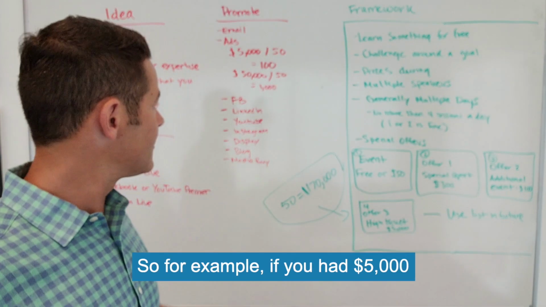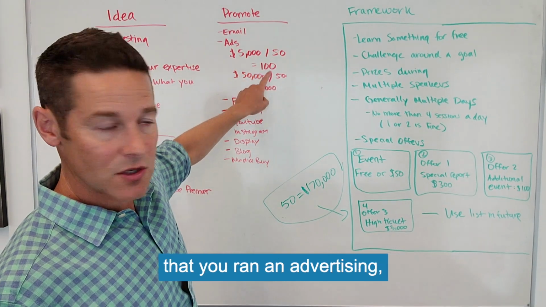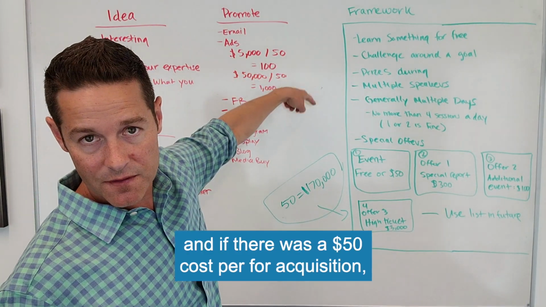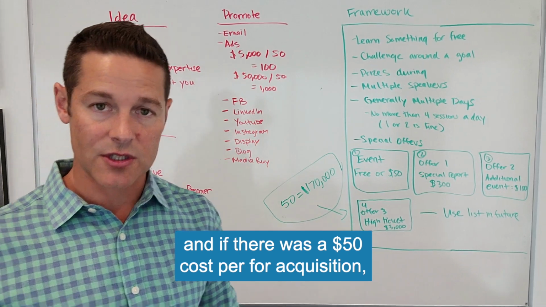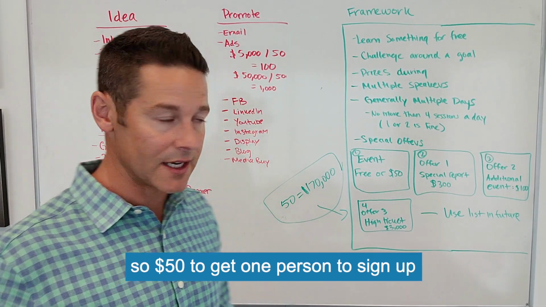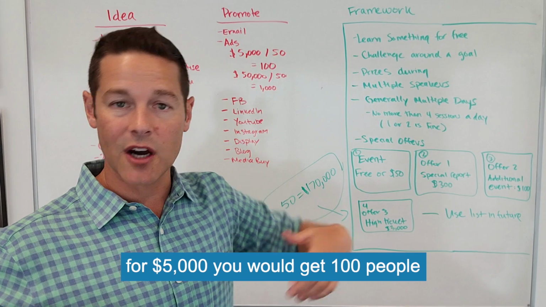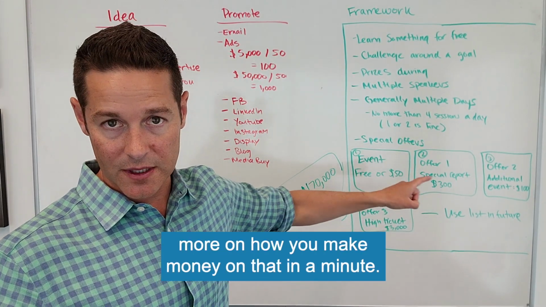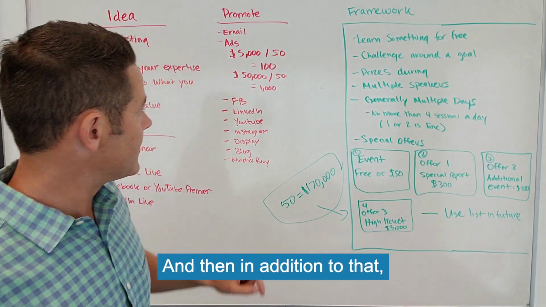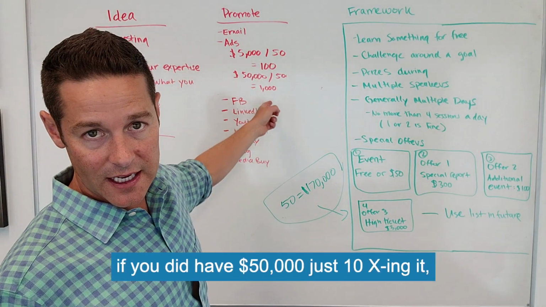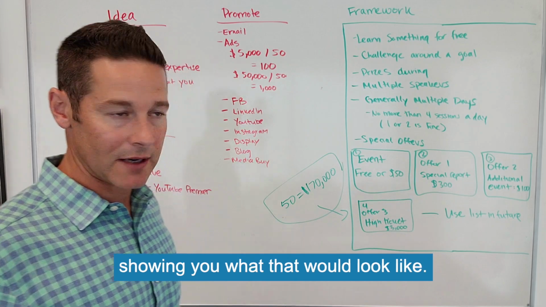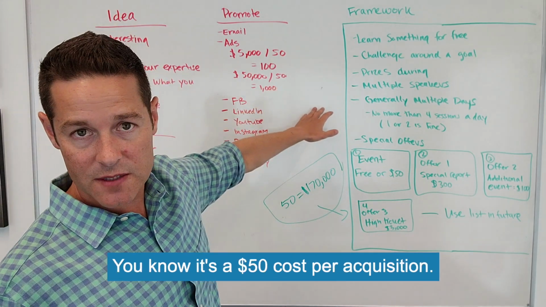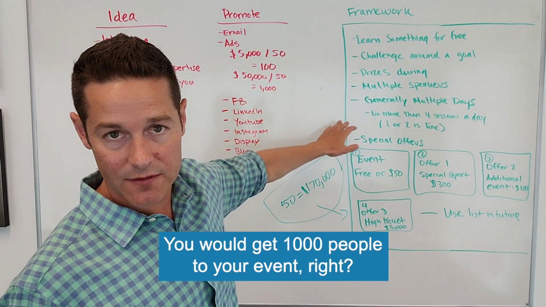So for example, if you had $5,000 that you ran in advertising, and if it was a $50 cost per acquisition, so $50 to get one person to sign up, for $5,000, you would get 100 people to come to your event, right? I'm going to break down the business model more on how you make money on that in a minute. And then in addition to that, if you had $50,000, just 10xing it, showing you what that would look like, it was a $50 cost per acquisition, you would get 1,000 people to your event, right?